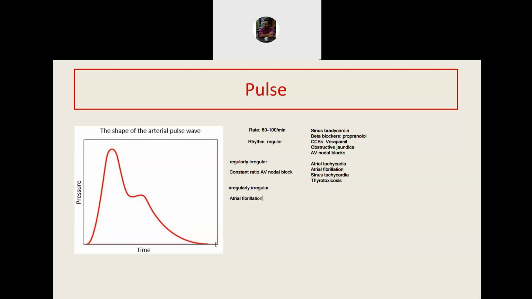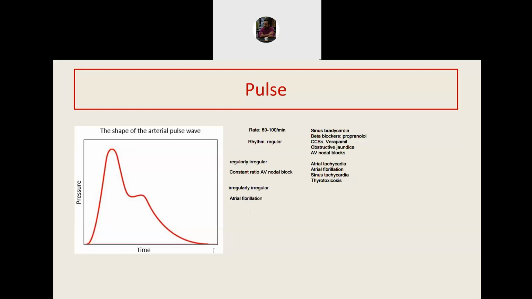Fibrillation is always irregularly irregular. But be careful that ventricular fibrillation will not be a cause of irregularly irregular pulse. Fibrillation essentially means that the chamber is not contracting properly. And if the ventricle does not contract, there will be no pulse. So atrial fibrillation causes irregularly irregular pulse, whereas ventricular fibrillation can cause asystole or pulseless disease.